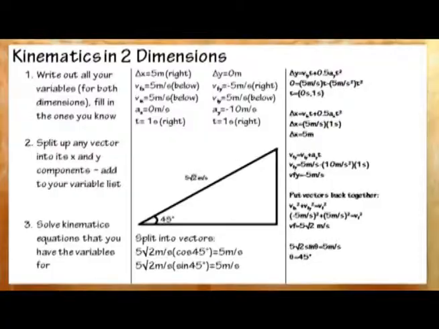Alright, to recap. When solving a 2D kinematics problem, split up your dimensions. What happens in your x dimension does not affect what happens in your y dimension. Now then there are 3 steps. First, write out all your variables, both in the x and the y dimensions. Next, take any vectors and split those up. Then add what you find to your variables. And finally, solve kinematics equations to get your answers.